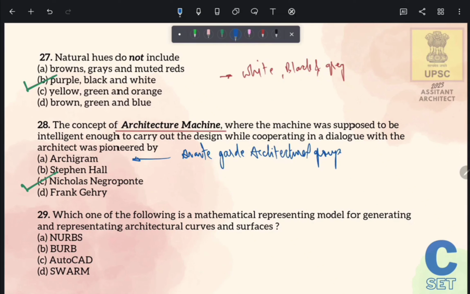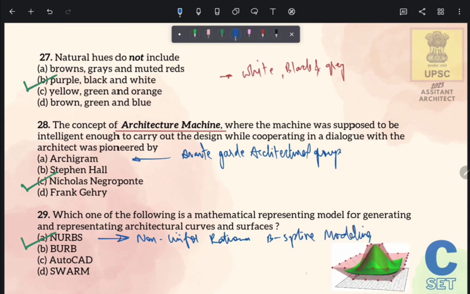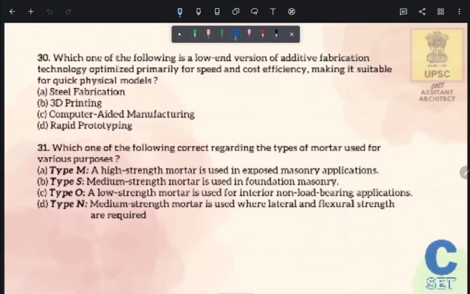Next question is, which one of the following is a mathematical model for generating and representing architectural curves and surfaces? And the correct answer of this question is option number A, NURBS. The full form of NURBS is non-uniform rational B-spline modeling, and it is used to represent such models which have architectural curves and surfaces. Let's move to the next question.